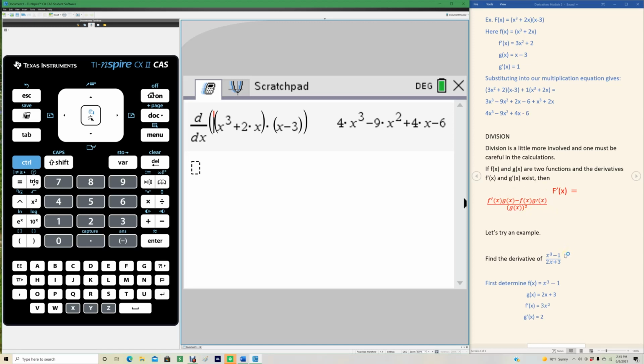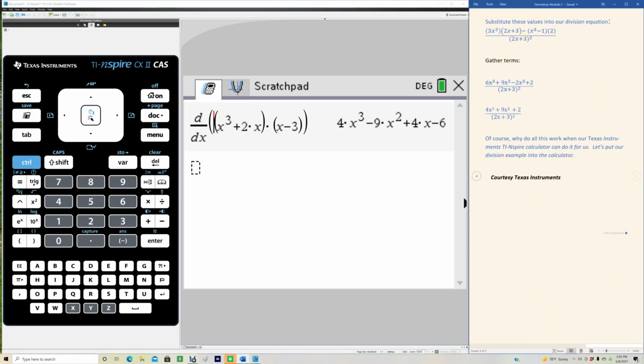Find the derivative of x cubed minus 1 over 2x plus 3. First we determine f, g, f prime, and g prime of x. F of x we'll call x cubed minus 1. G of x we'll call the denominator 2x plus 3. F prime of x, the derivative of x cubed minus 1, is simply 3x squared, and g prime of x is simply 2.